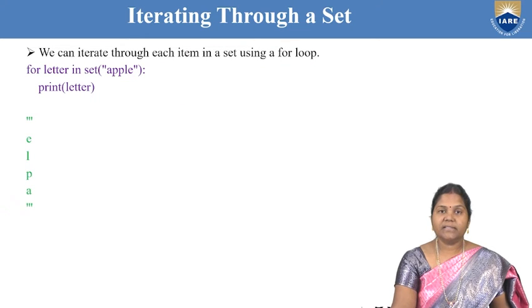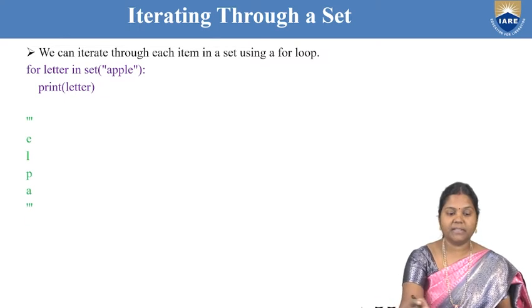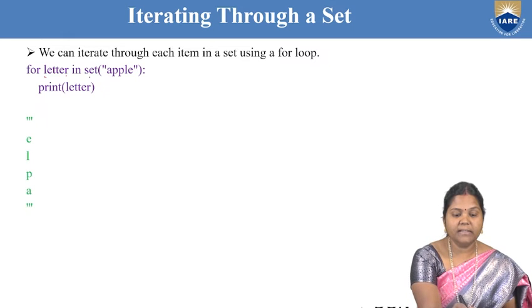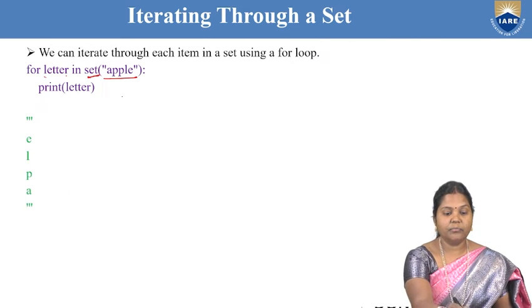Now, the next concept is how to iterate the elements of a set using a loop. We can iterate through each item in a set using any loop. Suppose you are using a for loop. Let us take one example. For letter in set("apple"): apple is a string which will be converted into a set using the set method. Then, for each letter, we have to print it.